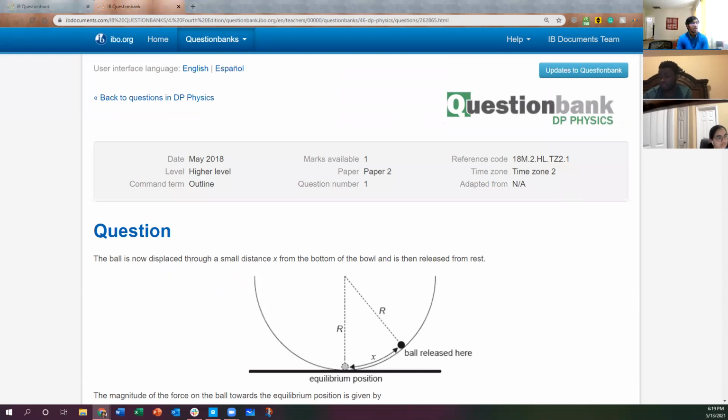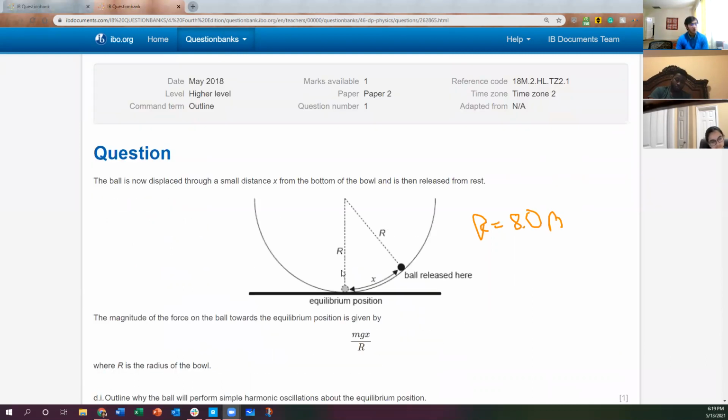Yeah. Okay. I'm just going to tell you, because they would have given this to you in a different part of the problem. They didn't include that part. But anyway, this R is 8 meters. Now there's a ball that's displaced from an equilibrium position and then it's released. The magnitude of the force on the ball towards the equilibrium position is given by mgx over r, where r is the radius. Now, what can you tell me immediately by looking at this? What do you think will happen to this ball once it's released?